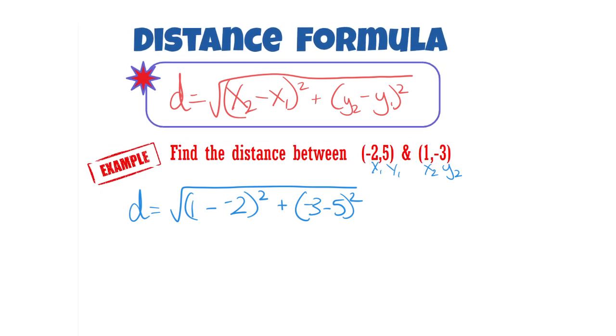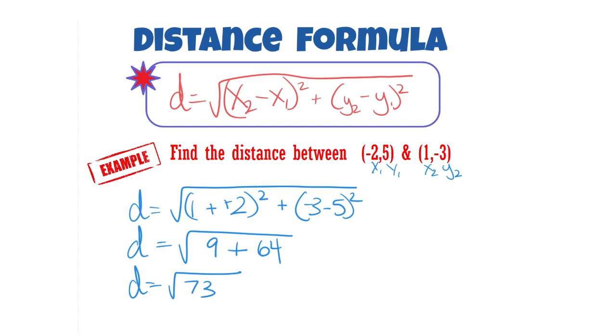Then we're going to simplify inside those parentheses. This is going to become 1 plus 2, that's a 3, and 3 squared is 9. Plus, now we do the second set. This is going to end up negative 8, and negative 8 squared is 64. And then if you add those two together, you can't square root them individually. You have to go ahead and add them together. That's going to end up the square root of 73.